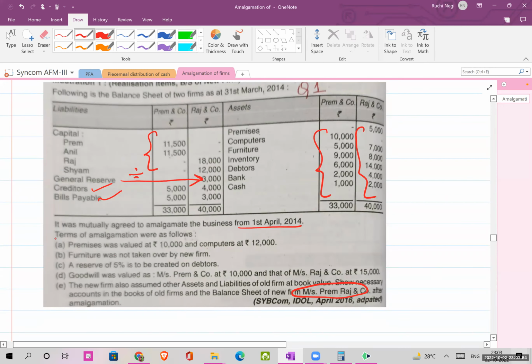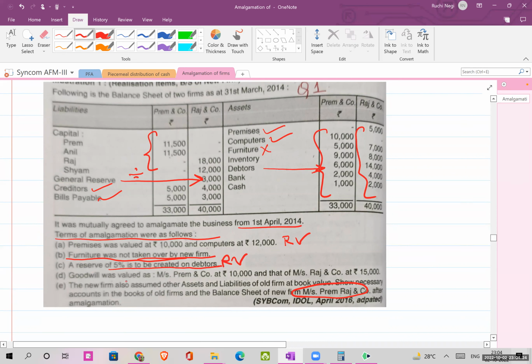Now, the terms of amalgamation are as follows. Premises and computers will go at revised value. Okay, so premises and computers, fine. Then furniture was not taken over by the new firm. It is clearly stated. Okay, so when you are calculating PC, furniture will not come into picture. Then a reserve of 5% is to be created on debtors. So here's my debtors, and this will be at the revised value.